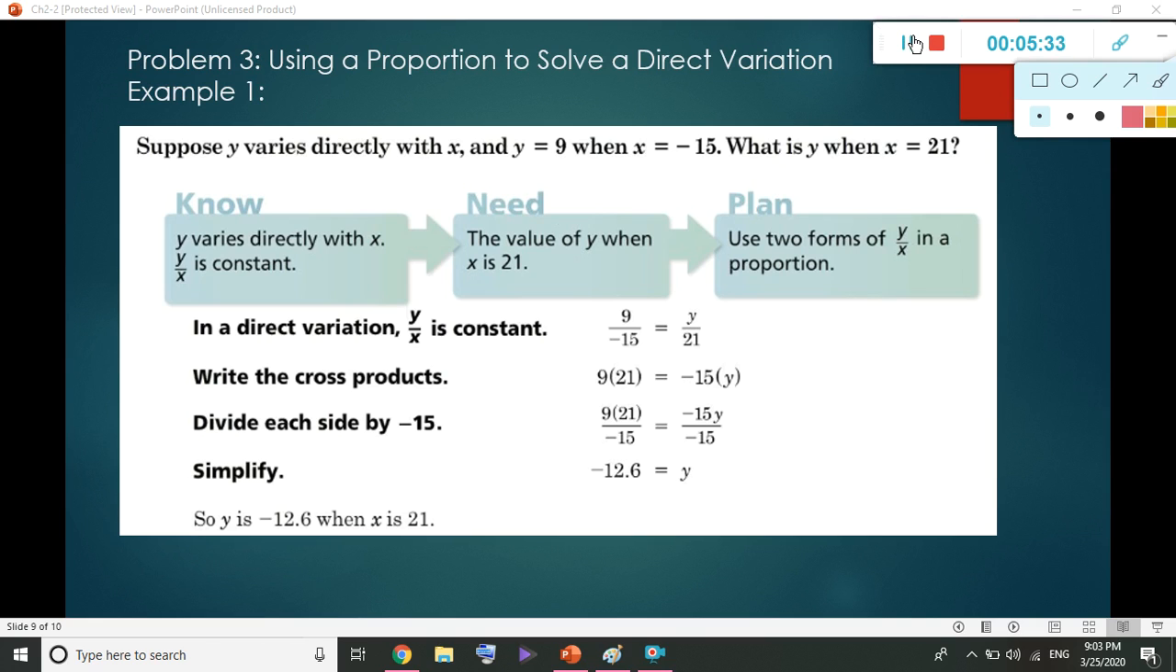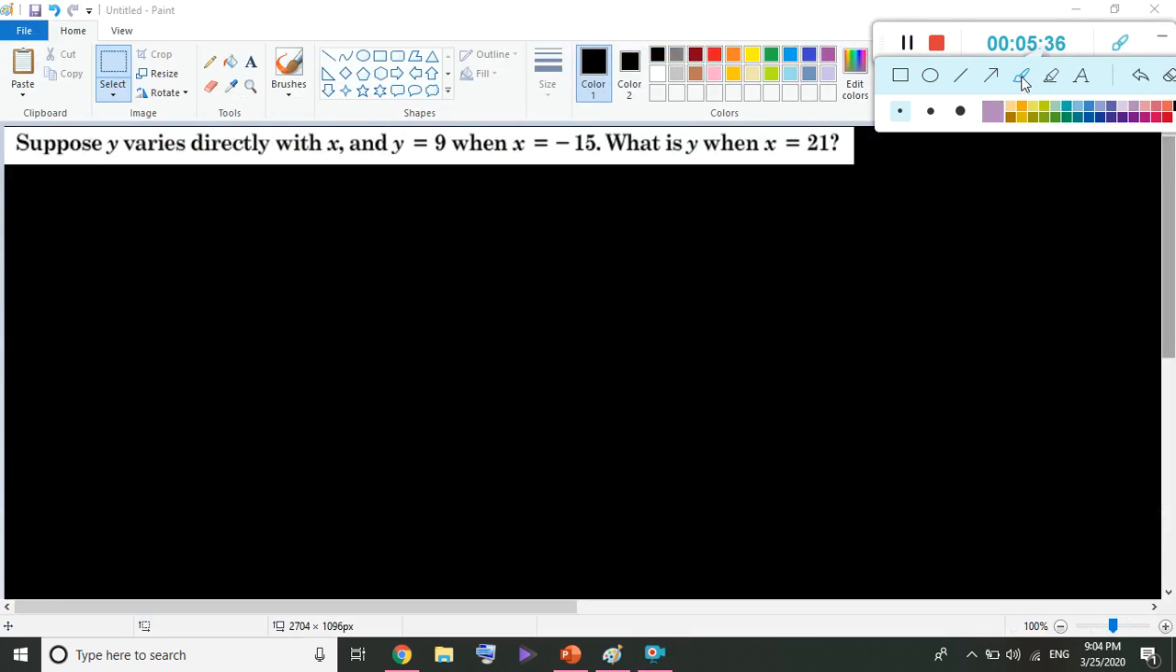Okay, so we said when it says suppose y varies directly with x, it means we have y1 over x1 equals y2 over x2 and y3 over x3 and so on. So now we're going to find y when x equals negative 21.